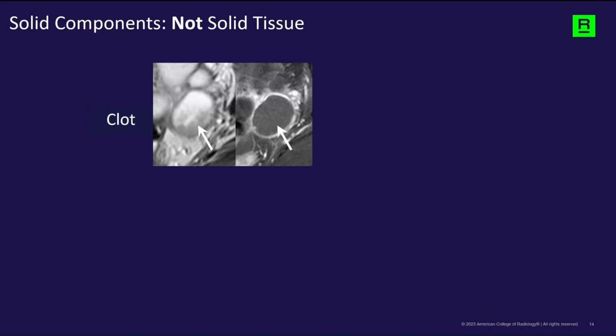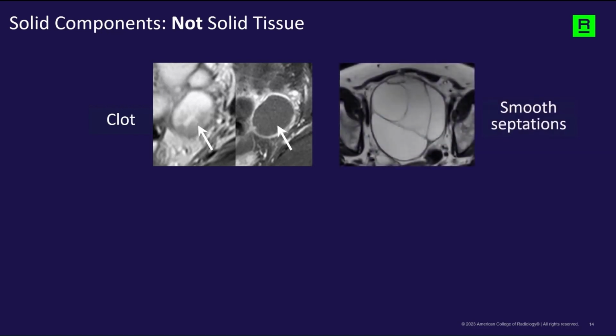In this example, there is a unilocular cyst containing dependent T2-weighted intermediate signal material. And while this is solid appearing on T2, we can see that on the post-contrast T1-weighted sequence, there is no enhancement, confirming our suspicion that this represents dependent clot and not solid tissue. Here's an example of a multilocular cyst on T2-weighted imaging, containing several smooth septations. An even contour or margin is not considered solid tissue.